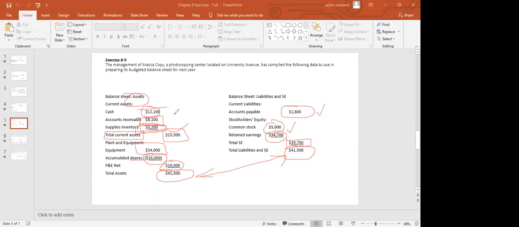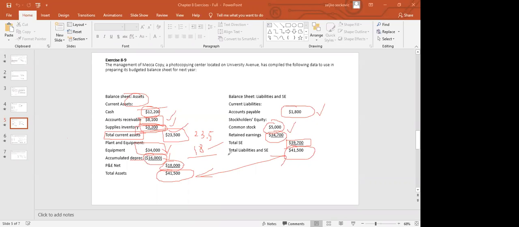So for example, we know these two numbers. That's 23,500. And we know that equipment is 34,000 minus 16,000. Actually, you don't care if this is accumulated depreciation for equipment or anything else. It's just accumulated depreciation. You have to deduct it from your assets, period. So you have 34 minus 16, that's 18. So you have 18 here.